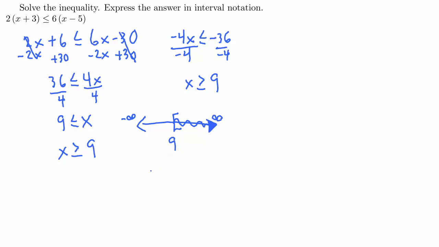So your interval notation is starting at 9, going to infinity. Realize that you need to be very clear whether to use a square bracket or a parenthesis. Square bracket means you include something, a parenthesis means you exclude something.